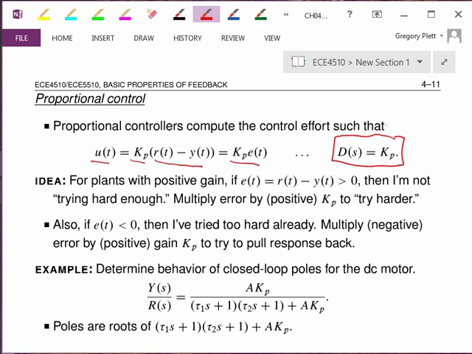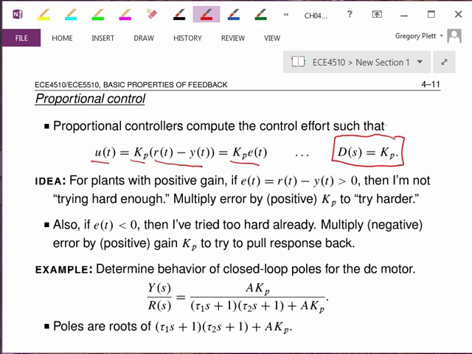Then if the error is positive, that means that my y is not as big as it should be, and the intuitive thing is I'm not trying hard enough. I need to try harder. I need to push harder to get y closer to r. So if I multiply this positive error by a positive gain to compute my control effort, I'm in fact trying harder.